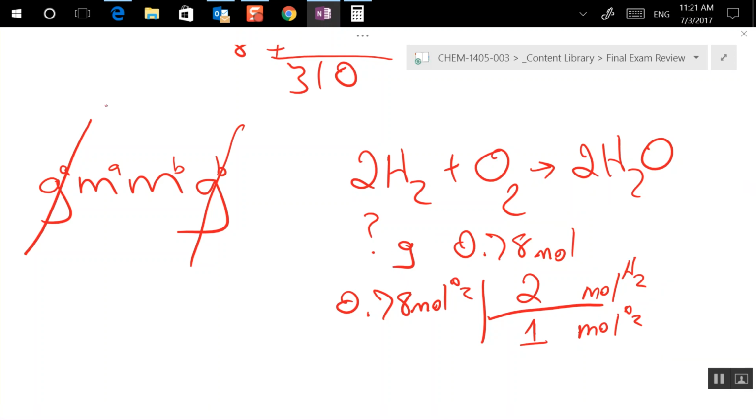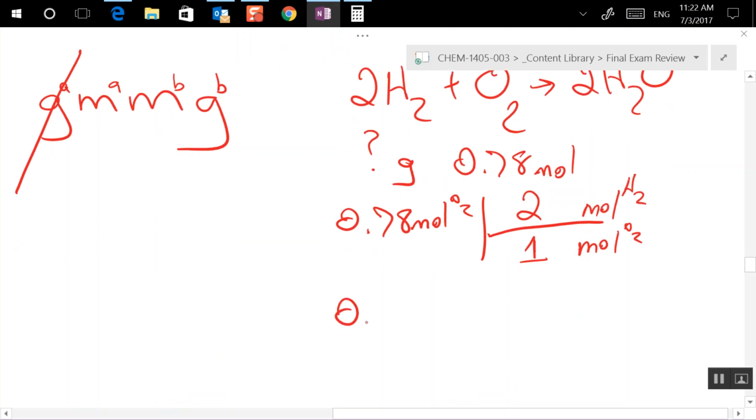Where do I start? I don't start with G of A. So I'm going to still eliminate G of A, because where am I starting? 0.78 moles of O2. They gave me that as my starting point, not grams. If I started with grams, then I would have to start here. But I'm starting with 0.78 moles of O2. So I start it the same way, 0.78 moles of O2.